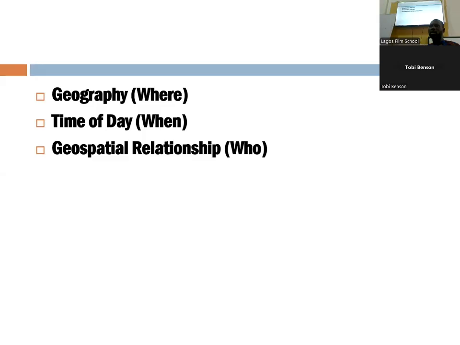The main question you want to answer is, when should I use a wide? When should I use a medium? When should I use a close-up? That's the question you want to answer. So when should you use the wide shot?